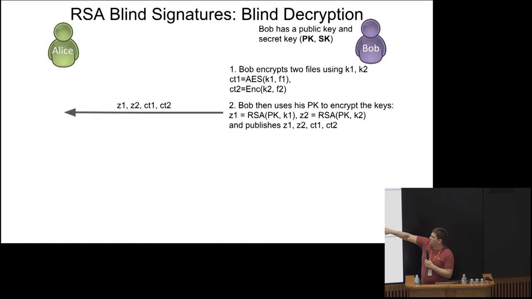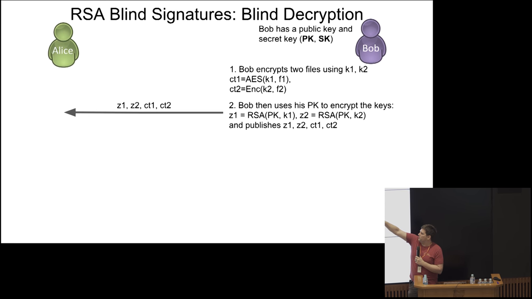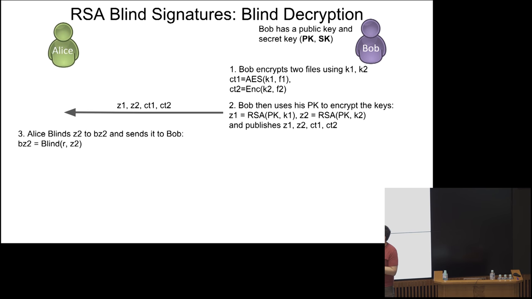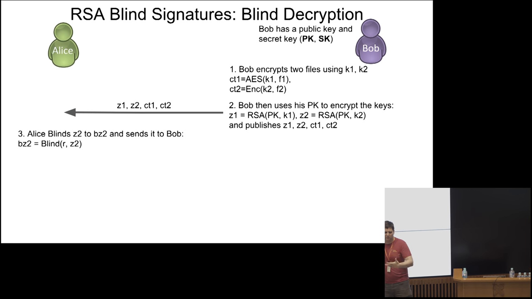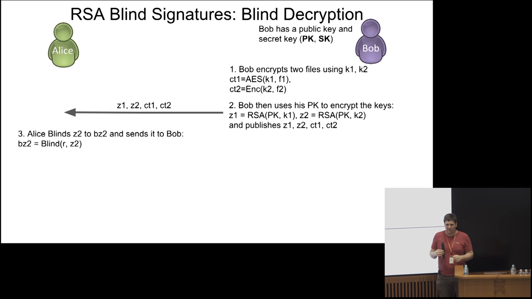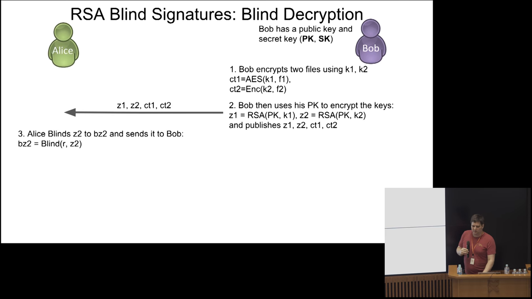So Bob publishes Z1, which is the RSA encryption under his public key of the first key, and Z2, which is the encryption of the second key. He's going to publish these. Alice sees them. So Alice wants to get, say, Z2. Let's say she wants to get Bob to decrypt Z2 for her. So if she were just to ask Bob, hey, decrypt Z2 for me, Bob would know which file she got the decryption of.